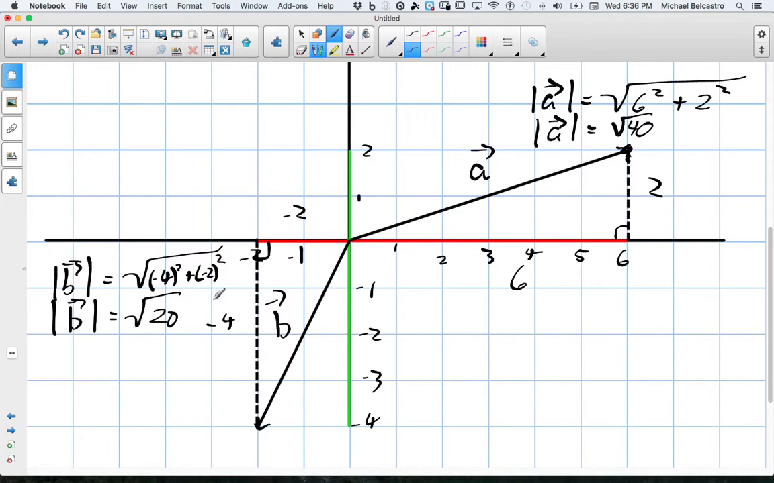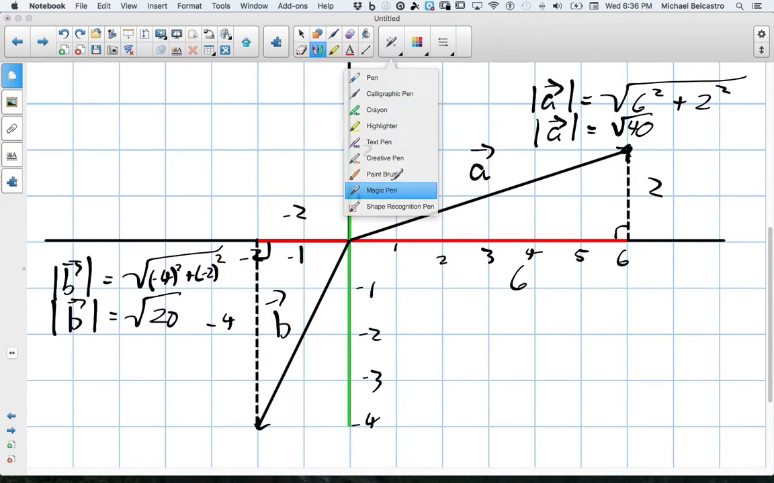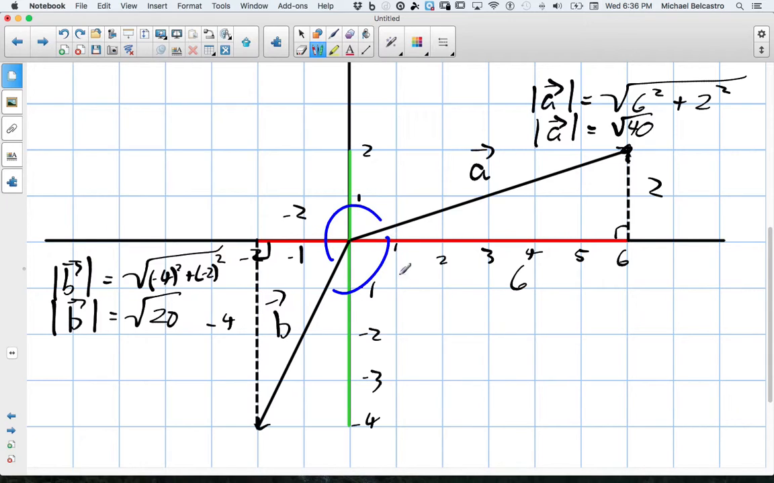Great, now that we have the magnitudes, we need the internal angle. Technically there are two angles here. Which one do we want to use? We focus on an angle that is less than 180 degrees. From our visual, that looks like it would be this angle here. But we're going to have to piece it together with some information.